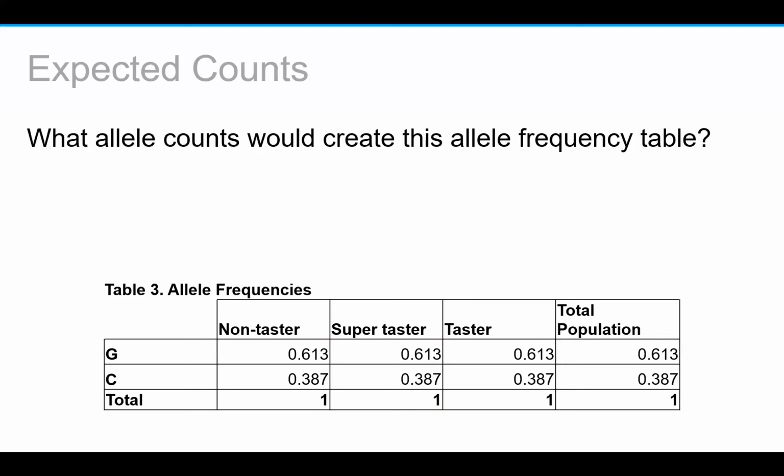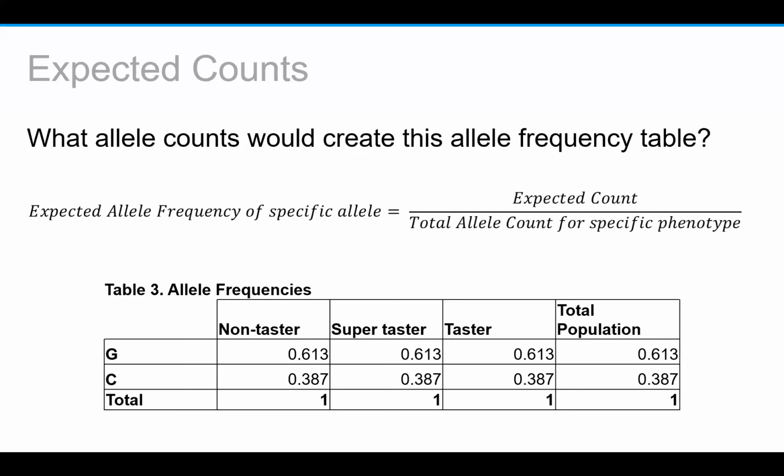Since we calculated allele frequency earlier, we can use the allele frequency equation to set up our expected counts equation. The expected allele frequency for a specific allele will be equal to the expected count for that allele and phenotype divided by the total allele count for that specific phenotype. As we just discussed, because of how expected counts are defined in this case, we know that the expected allele frequency is equal to the allele frequency in the total population. So we can substitute those values into our equation. If we rearrange this equation, we could calculate the expected counts.